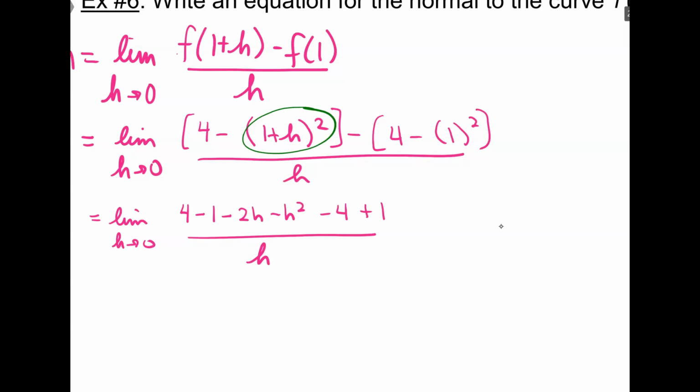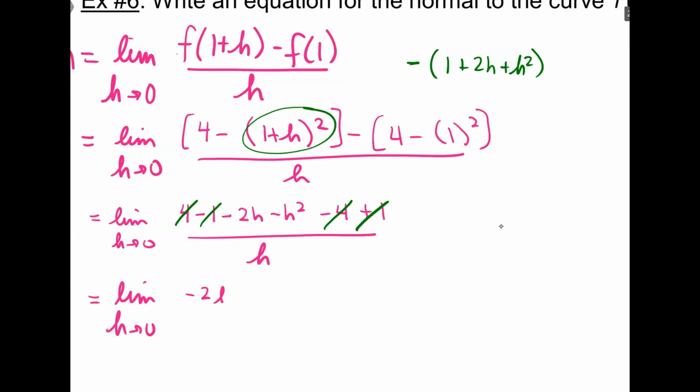So make sure we're clear here. I had a negative sign in front of 1 plus 2h plus h squared. So that's where all my negatives came from right there. Okay, so the 4 goes away, the 1 goes away. And wait, I could cross out one of the h's. No, wait, let me back up a sec. Yeah, the 1's gone. Then it's negative 2.